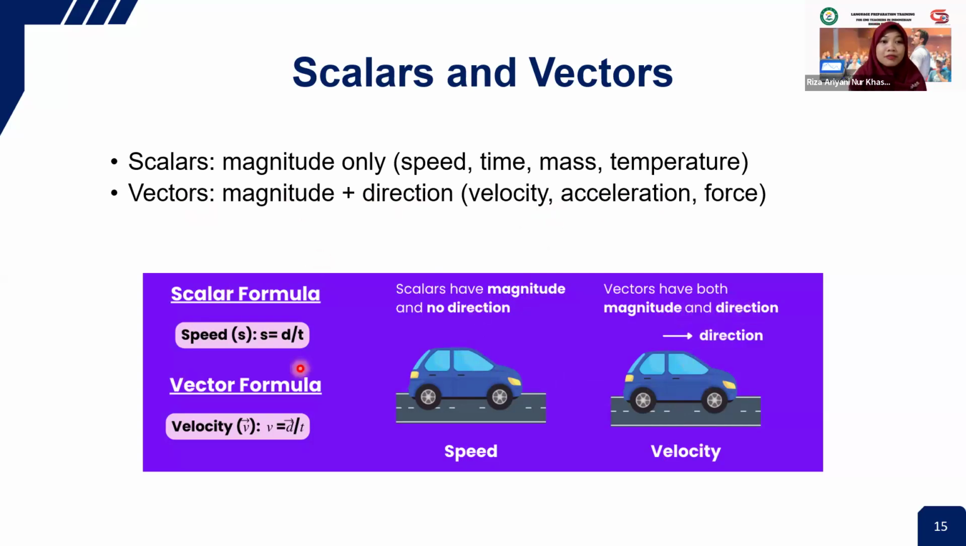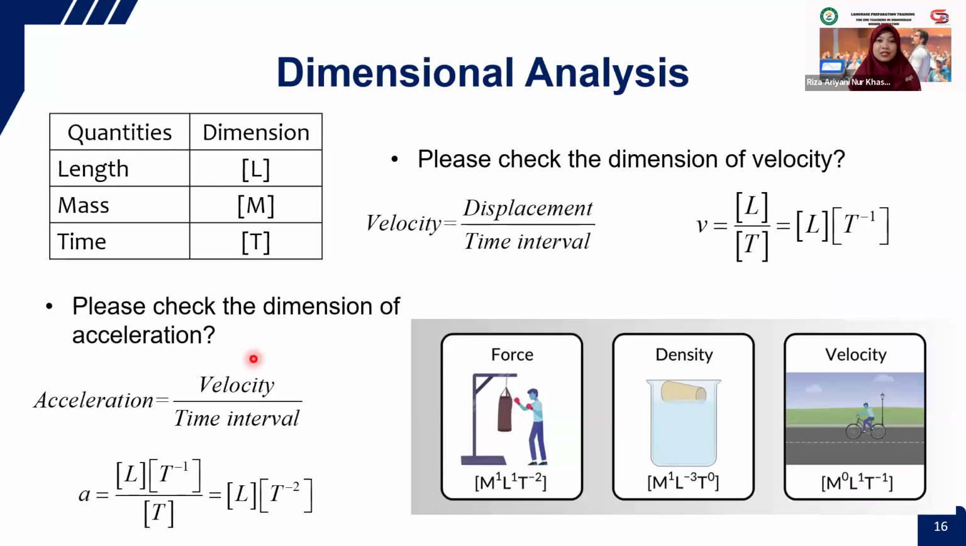We can also see from the formula. For the speed, there is no arrow here. So d means the total distance and t is the total time. But for the velocity, we can see there is an arrow above the d. D here is the displacement, which is a vector, and t is the time interval. So these two equations are different because scalar and vector are different, okay? Any question? Do you understand? Good. Now let's move to the dimension.